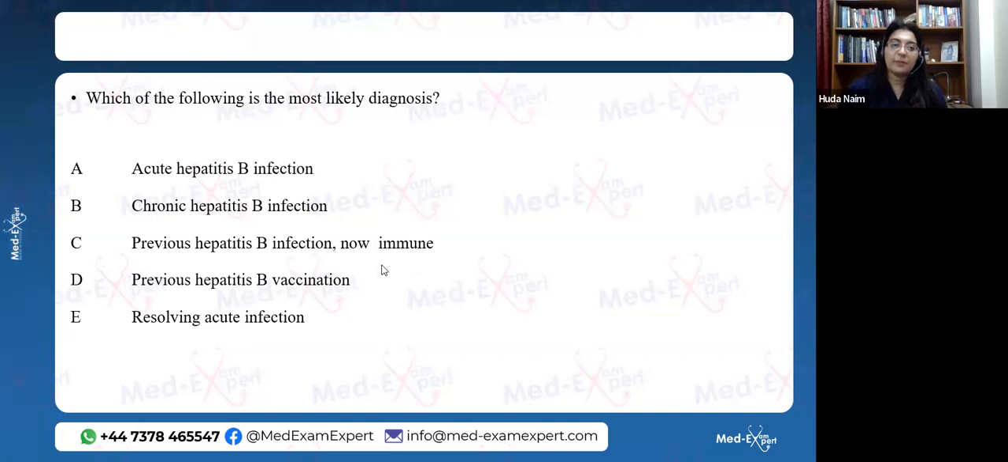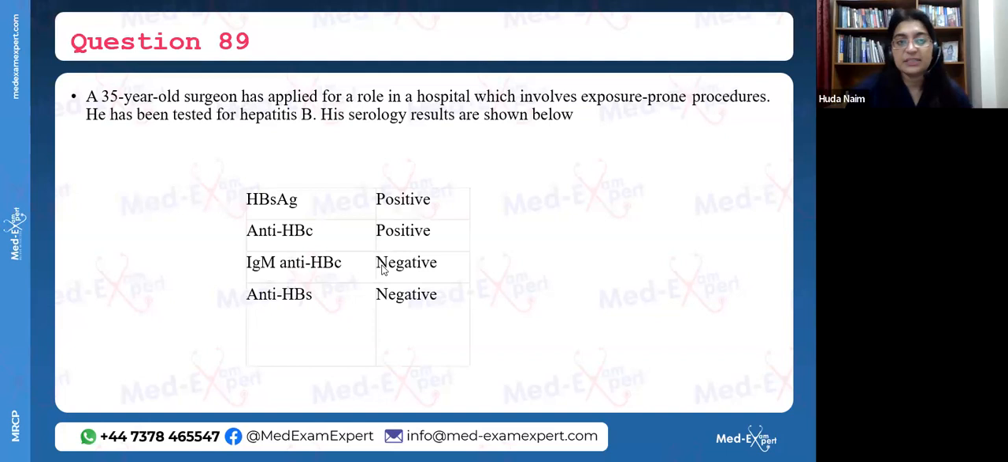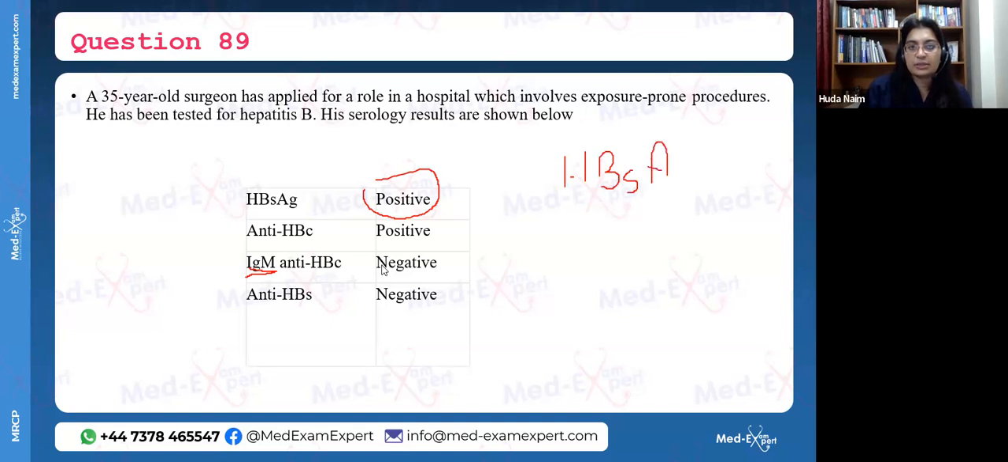Very good. It's B. If the patient has hepatitis B surface antigen still positive, that means the patient is still having infection. Now, it could be acute or it could be chronic. The acute or chronic depends on the IgM or IgG. I'll explain it in a bit. If the HBsAg is positive, that means there is infection. That could be acute or that could be chronic.